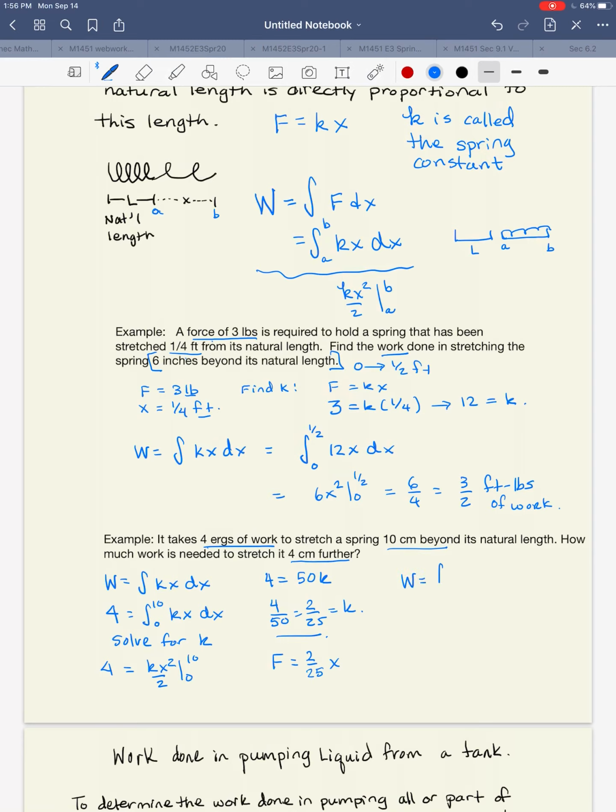So our work integral, we're starting at the 10 centimeters beyond its natural length and going to 14 centimeters beyond its natural length. And then we have our force times our distance. So when we integrate that, we get an x squared over 2. The 2 cancels with that 2, so I have 1 over 25 times x squared from 10 to 14. So 1 over 25, 14 squared minus 10 squared. These are in ergs again because I have centimeters and my force is in dynes, so I get to use ergs of work.